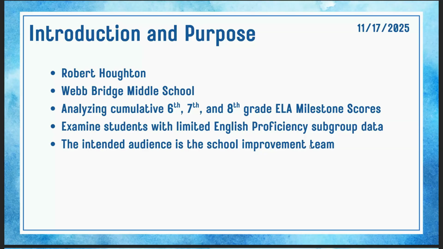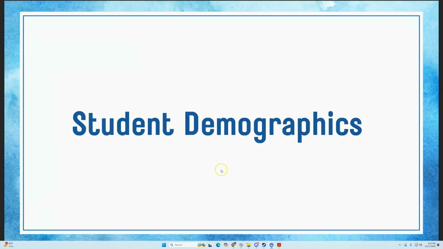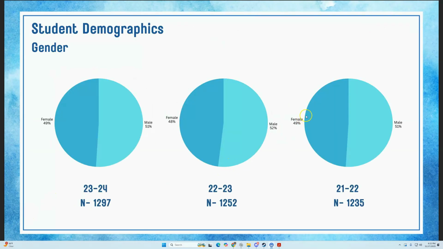I've been teaching here at Woodbridge Middle School for 6 years now, and I am going to be analyzing the cumulative 6th, 7th, and 8th grade ELA milestone scores and examine students with limited English proficiency subgroup data afterwards. The intended audience is the school improvement. So, starting off, we have student demographics.